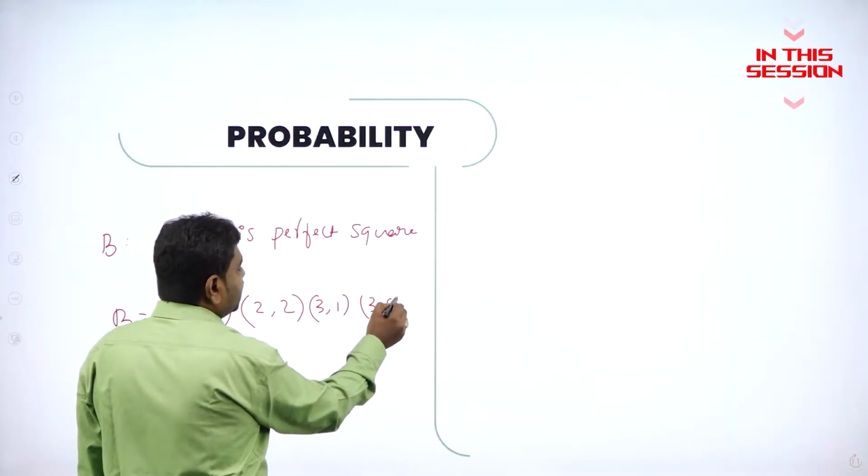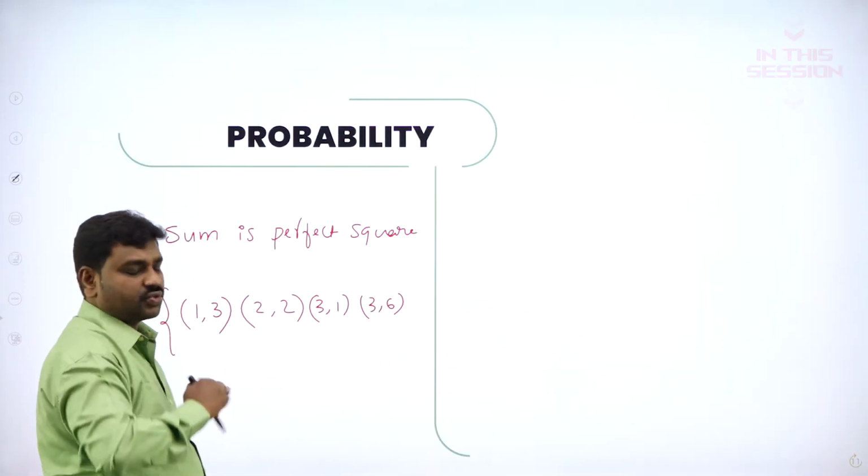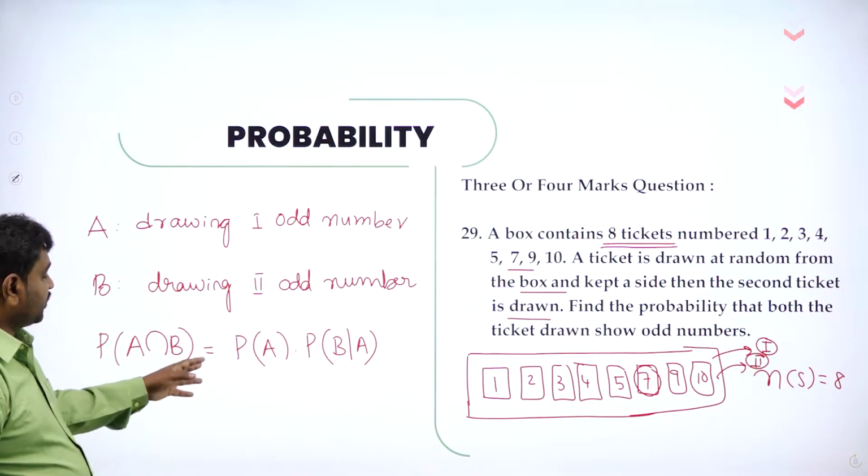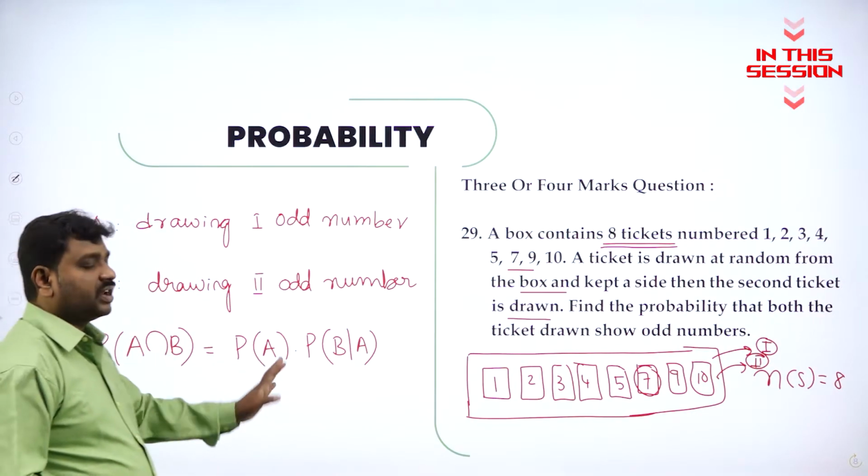3 with 6 I can take. 3 plus 6 is what? 9 is a perfect square. From conditional probability, P of A given B is P of A intersection B by P of A. So we can rewrite like this.